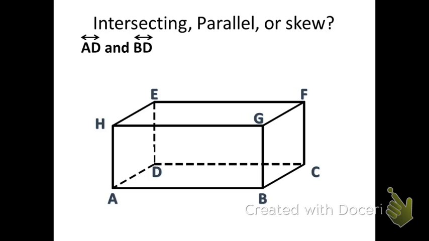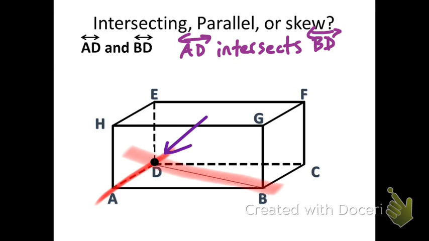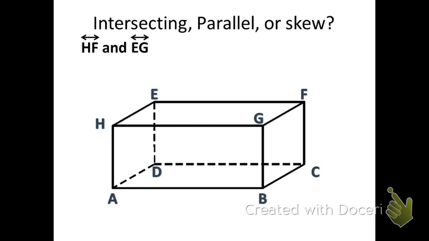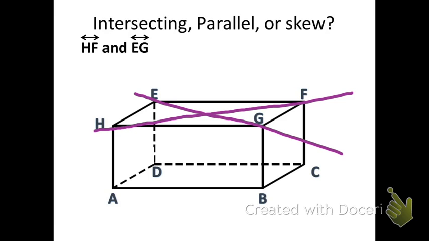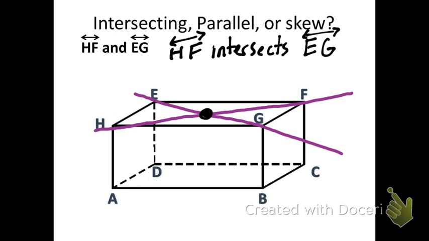Find lines AD and line BD. And what are they? They intersect each other. They meet at point D. That is what they share. Okay, intersecting, parallel, or skew. Line HF and line EG. Those crisscross along the top of the rectangular prism, and they will in fact intersect. And we can write it out with the full words. Line HF intersects line EG.